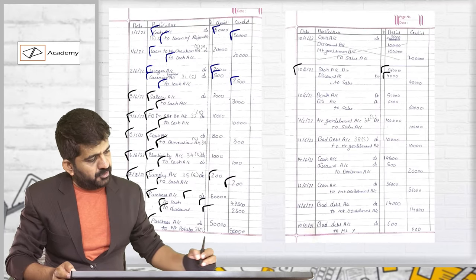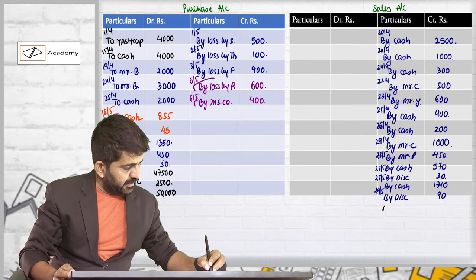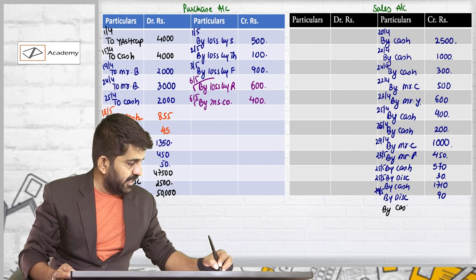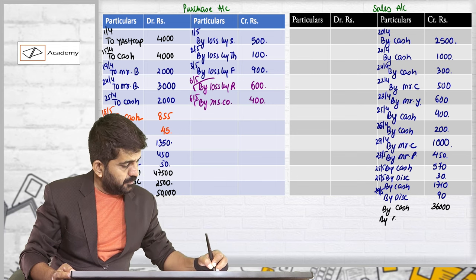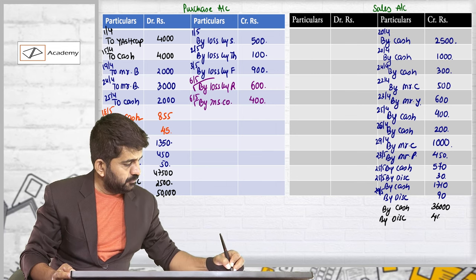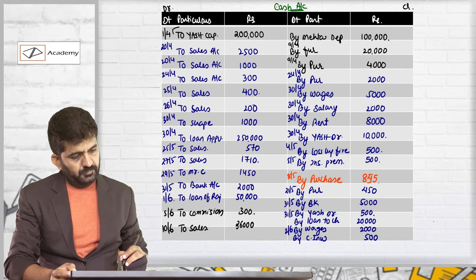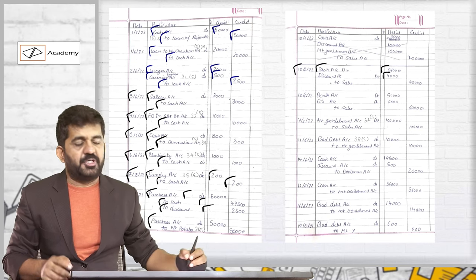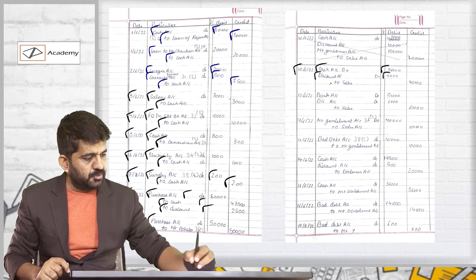And sales account credit side 40,000. Sales account credit side by cash 36,000, by discount 4,000. So on cash account debit side I have written to sales 36,000. Discount account debit side I have written to sales 4,000.